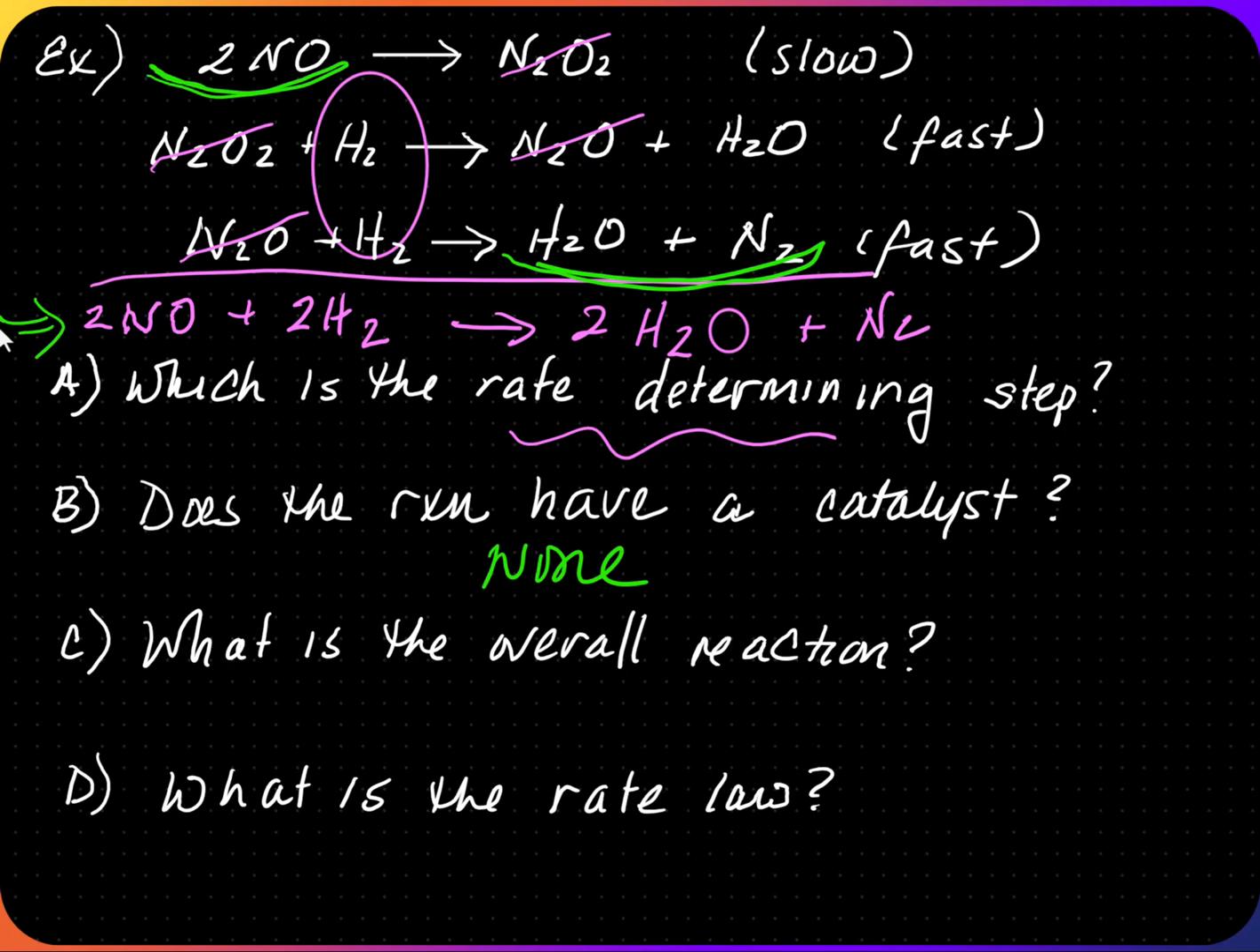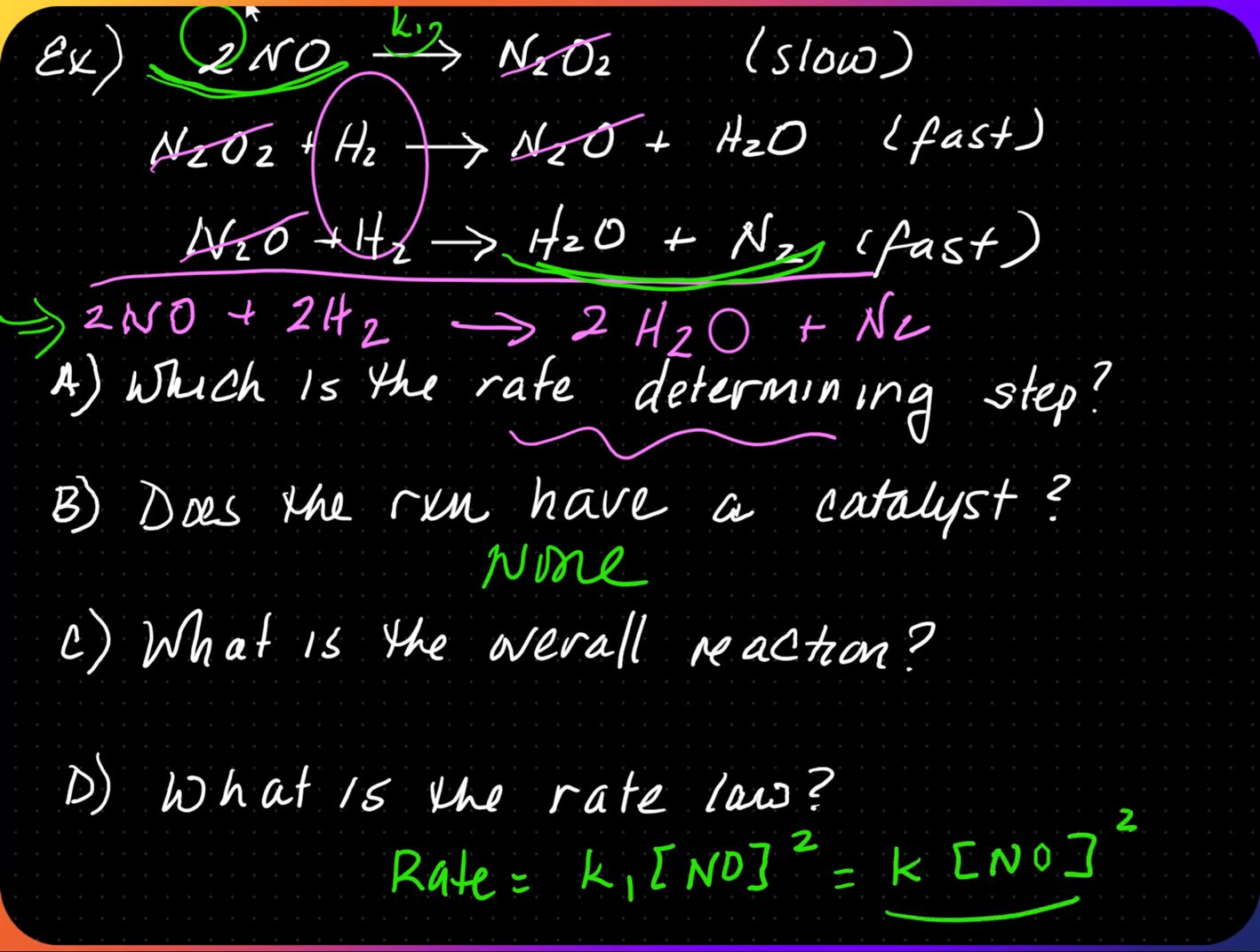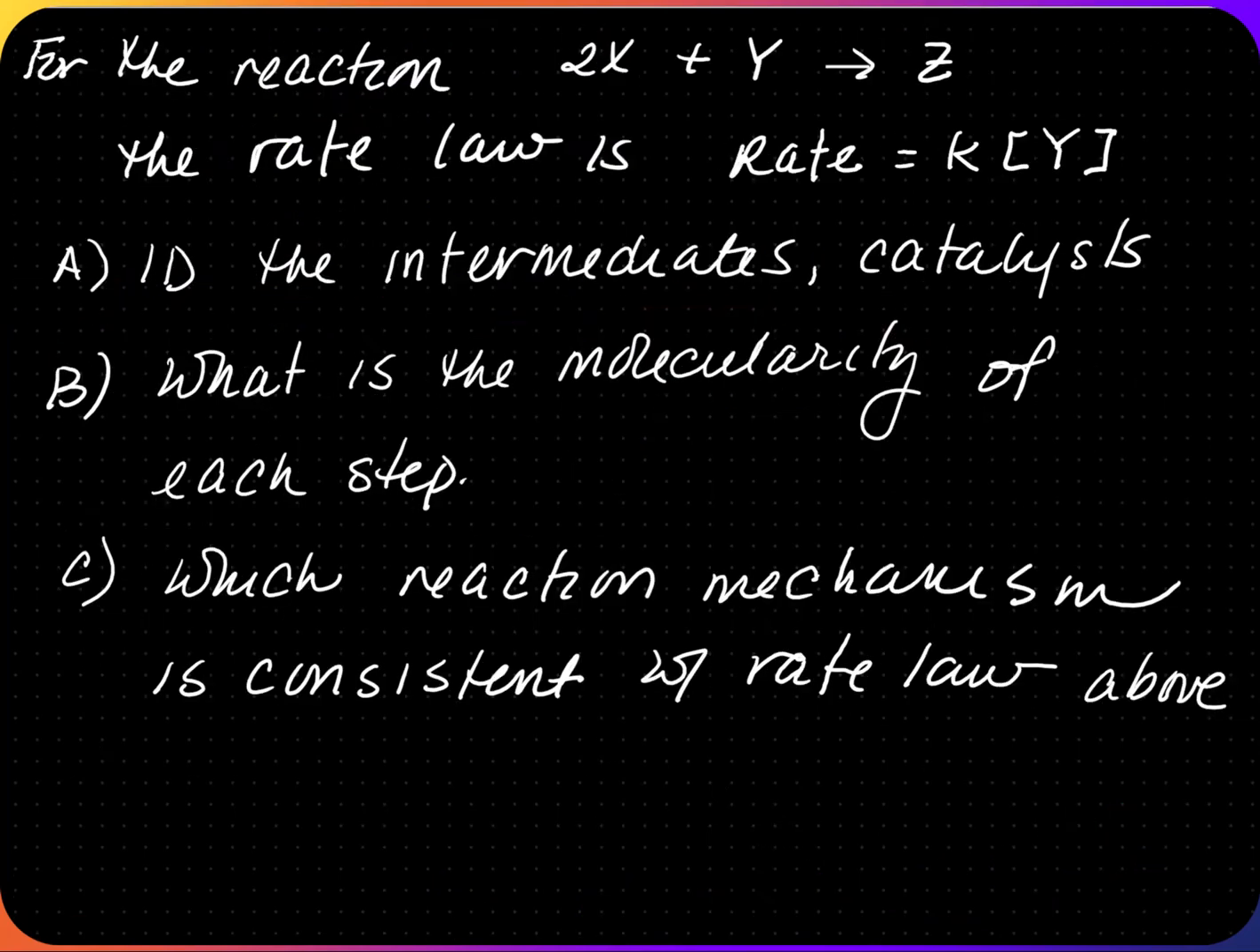What is the rate law? Since the slow step is the first one, we know this is going to have a K of 1. So my rate is equal to K brackets NO. Since this is an elementary step, this 2 is now the exponent, and my K was K1, so we can simplify this to K brackets NO squared. So this is my rate law. In this example, for the reaction 2X plus Y yields Z, the rate law is K brackets Y.